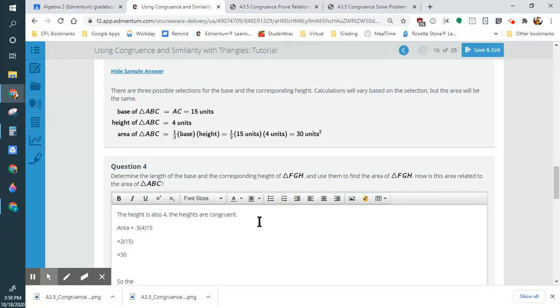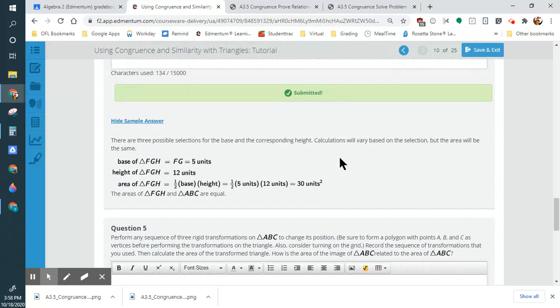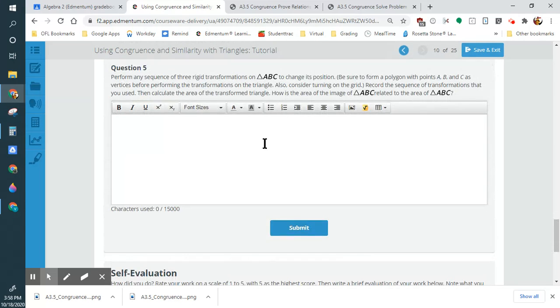So the two congruent triangles have congruent areas. When the triangles are congruent, the heights are congruent. Guess what? That means that their areas are congruent. Awesome.